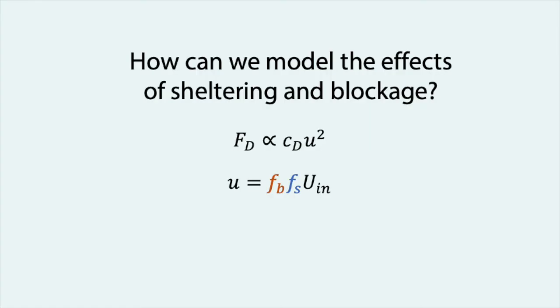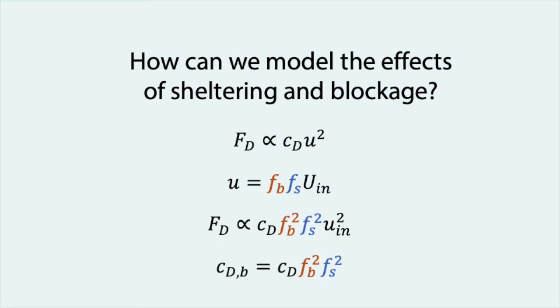We model these effects by multiplying the incoming flow velocity, for instance the bulk velocity for open channel flow, by two factors, a sheltering factor and a blockage factor. And this parameterization of the velocity can be introduced in the expression of the drag force. Several authors in the literature have determined the drag coefficient by relating the measure of forces to the incoming flow velocities.